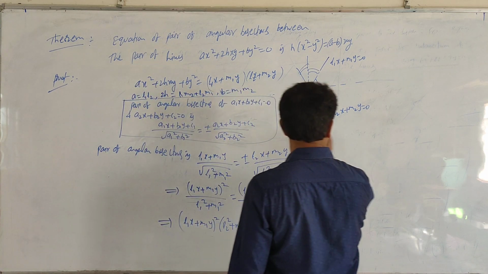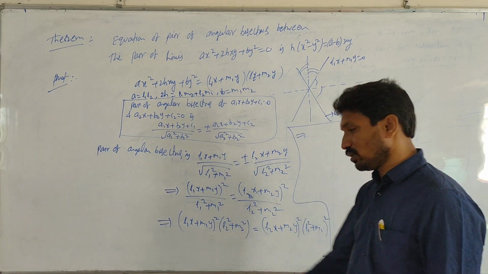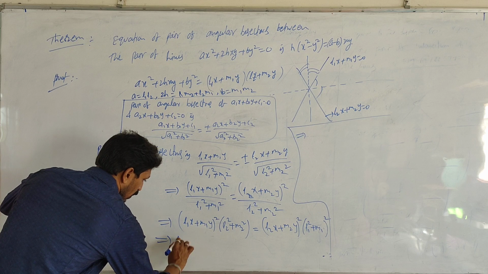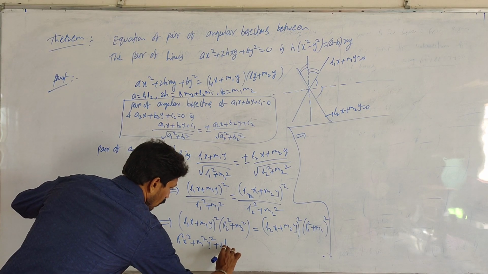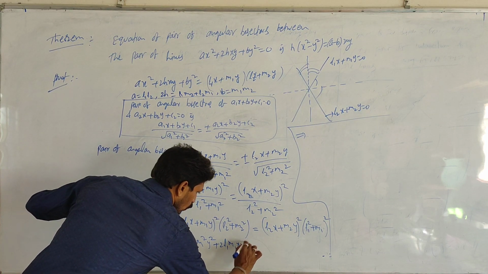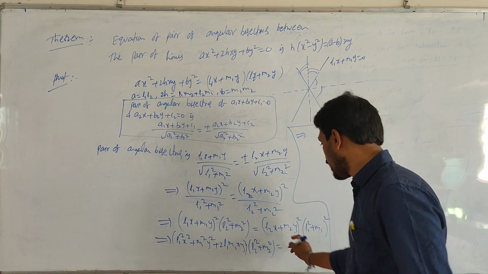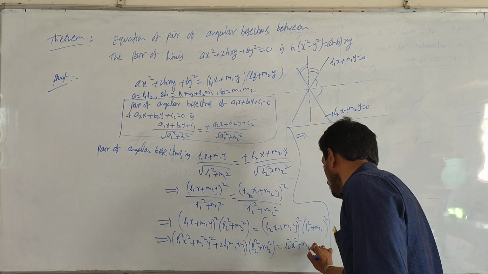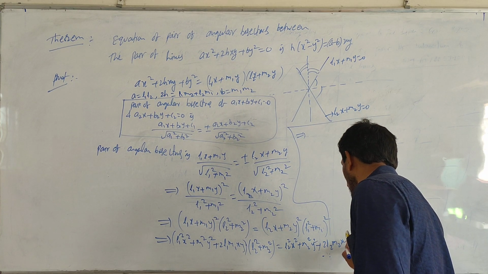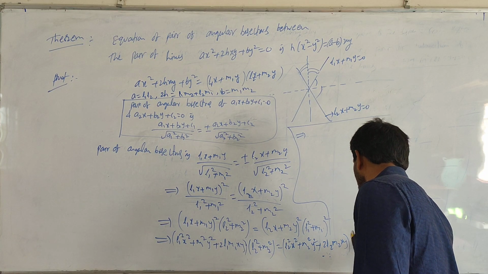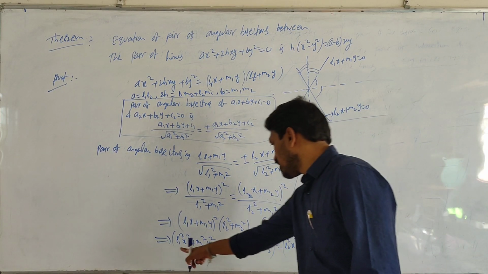Expand it. This implies l1 square x square plus m1 square y square plus 2 l1 m1 xy, into l2 square plus m2 square, is equal to l2 square x square plus m2 square y square plus 2 l2 m2 xy, into l1 square plus m1 square. This is the multiplication. So now you multiply again.